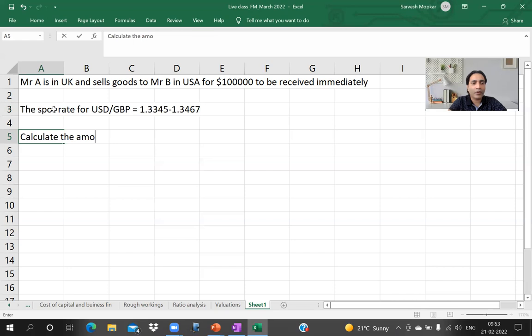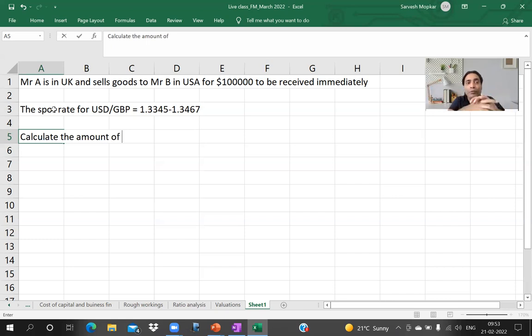Calculate the amount of... so where is Mr. A situated? In which country? He's in UK. What is his home currency? GBP. The pounds. They're also called pound sterlings. So I can also say pound, I can also say sterlings. One and the same. So the home currency of A is sterlings. Home currency of B is dollars.